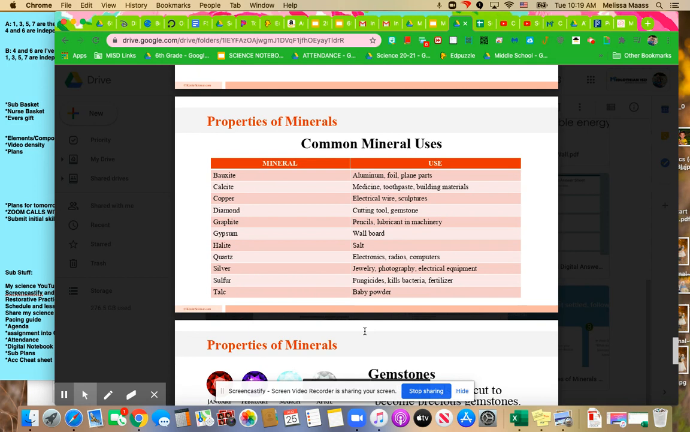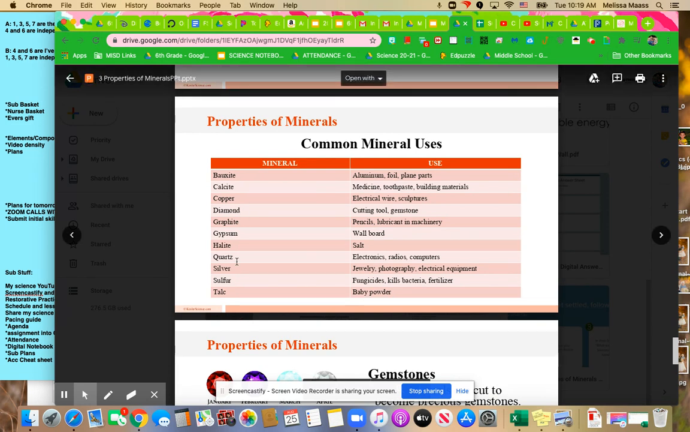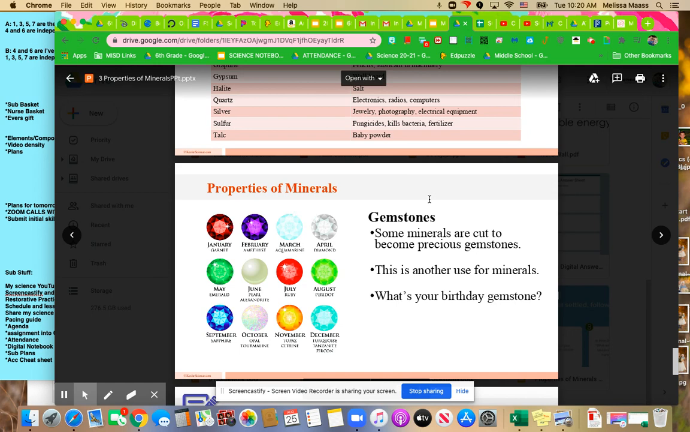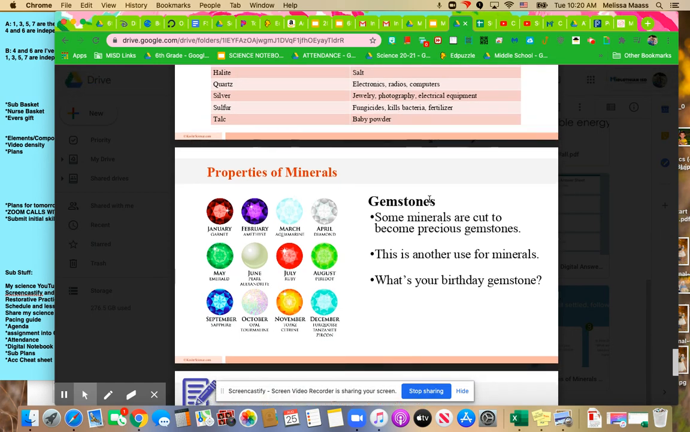Some common uses for minerals you can see here. You're not expected to memorize this by any means, but you can see we use minerals in our daily life, and I think a lot of you would be shocked to know, if you were to look up certain minerals, what we actually use them for. Like calcite, we actually use that in toothpaste. Crazy, right? But yeah, that's pretty much it.